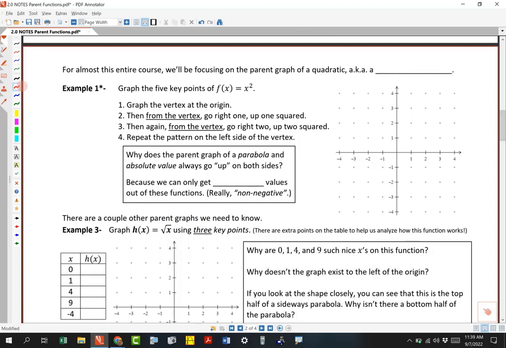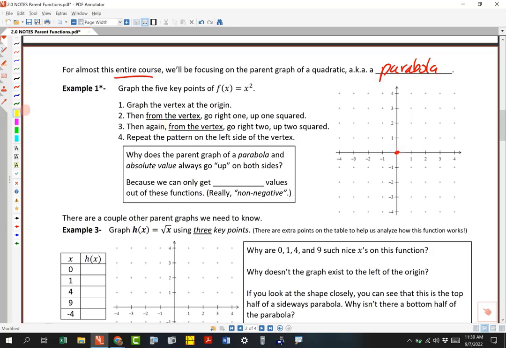So if you flip the page over, you've got to get good at this. For almost this entire course, the parent function that we're going to focus on is the parent graph of a quadratic. So if I say we're going to graph a quadratic or we're going to graph a parabola, those are both the same thing. Quadratic is kind of the name of the function. Parabola is the name of the shape. So we're going to do this using 5 key points. Do not look at the other side. Here's what we're going to do. The vertex is at the origin. Put a dot right there.